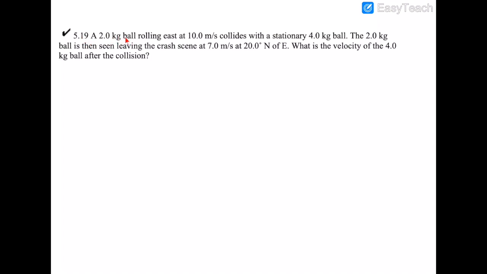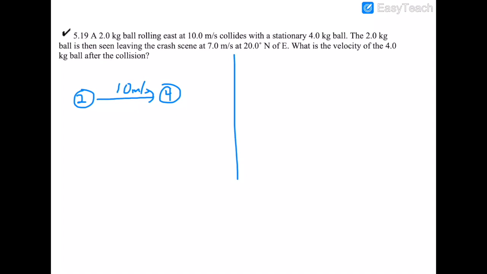519. We got a 2 kilogram ball rolling east at 10 meters per second. It's going to collide with a stationary 4 kilogram ball. So that's what we can draw for before the collision. We have a 2 kilogram ball moving along at 10 meters per second, and it's going to hit a 4 kilogram ball. And that's before the collision. So we can figure out all the momentum vectors before the collision.